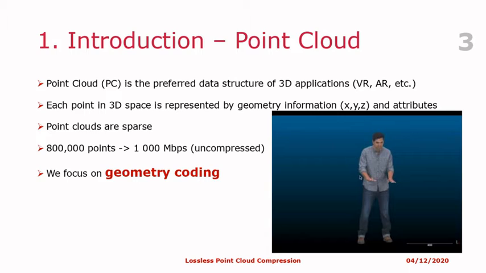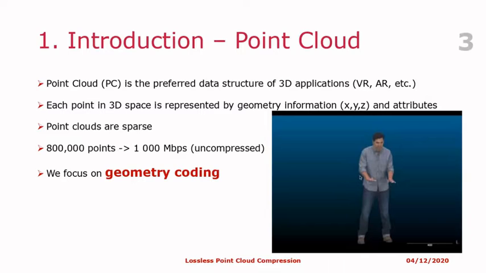As you might know, the point cloud is a data structure that is used in many 3D applications such as VR, AR, or autonomous vehicles. A point cloud allows us to rotate or zoom in or zoom out to see an object from different angles, and each point in 3D space can be represented by geometry information, which is the x, y, and z, and also the attribute. The attribute here can be the RGB color of each point, and also the normal of that point.